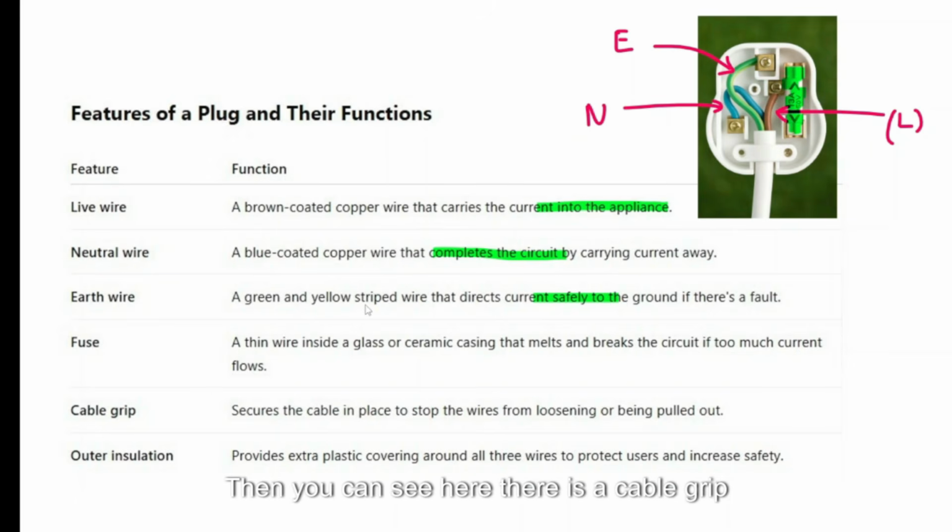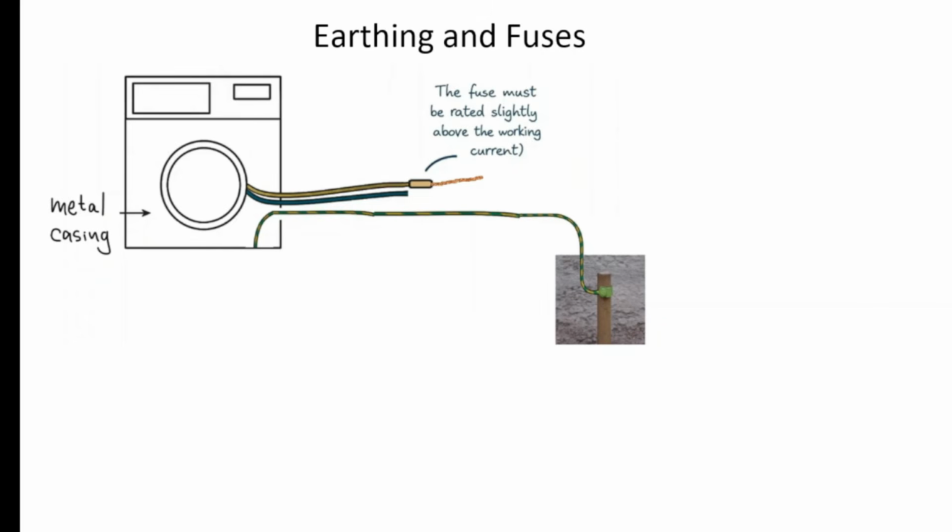Then you can see here there is a cable grip to secure the cable, and the outer insulation provides extra plastic covering to make sure that the users are not touching any metal parts. Earthing and fuses. Think about a washing machine.